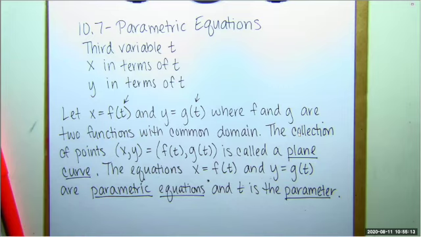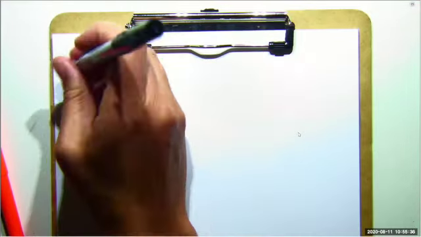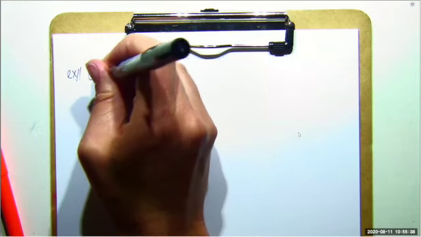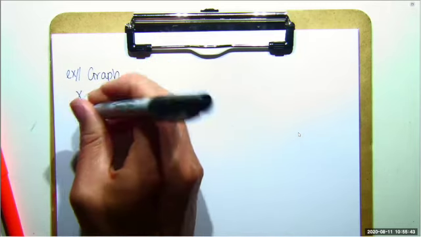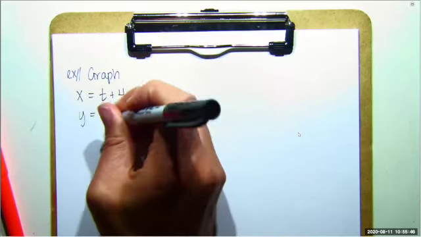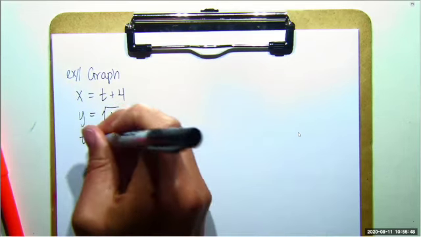All right, so what we'll do is I think I have 4 examples of doing some parametric equations. We'll graph them, and we'll look at the corresponding rectangular equations in those domains. So first one, let's graph x equals t plus 4, y equals the square root of t, and t is greater than or equal to 0.